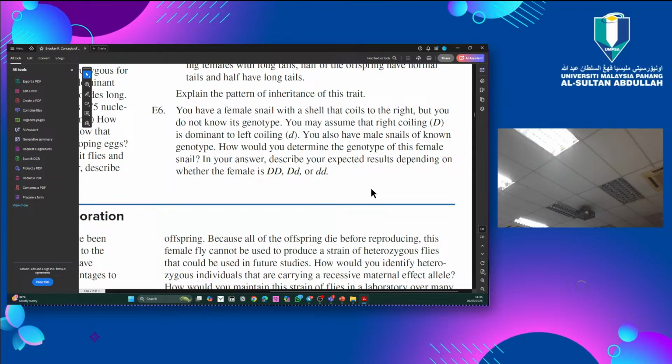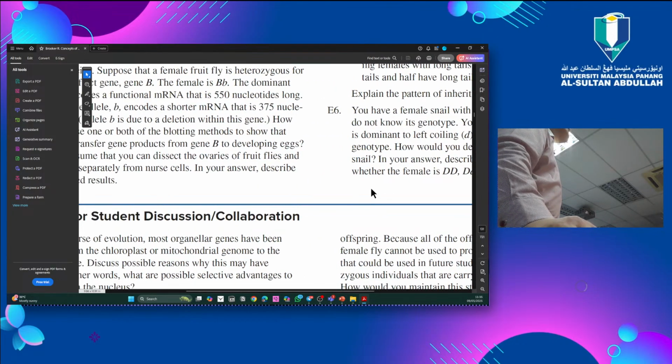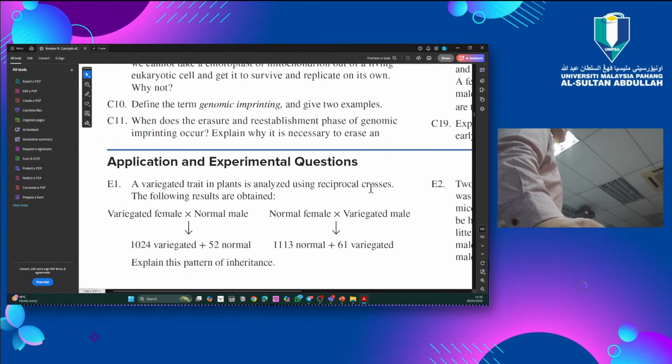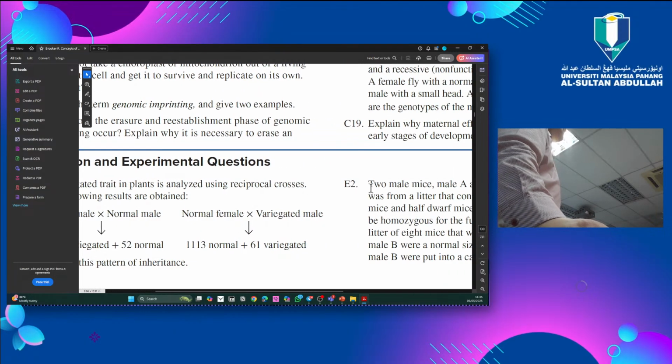It's not direct, because I think this question is quite high in cognitive level. So I've chosen a quite difficult one. Then describe the expected result. You may have a different ratio based on the assumption that you have made. I think this is a difficult question because it is an application and experimental question.